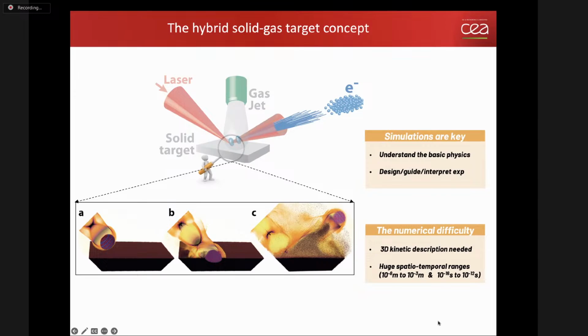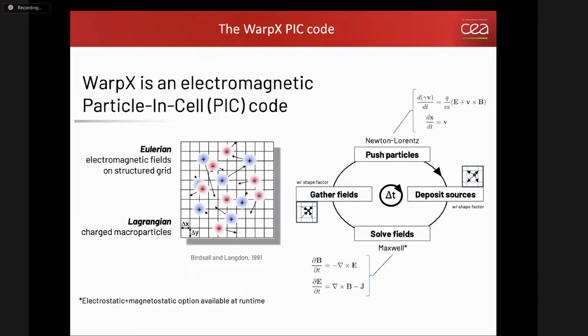So to overcome this challenge, we developed the WarpX particle-in-cell code, which can capture kinetic effects in light plasma interaction. And this code relies on the particle-in-cell method, where you self-consistently solve Maxwell's equations on a grid, and the relativistic equations of motion of plasma particles that can move freely through the grid, and fields and particles interact through interpolation and assignment between particles and the grid.